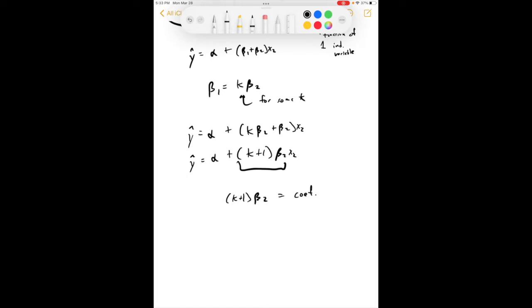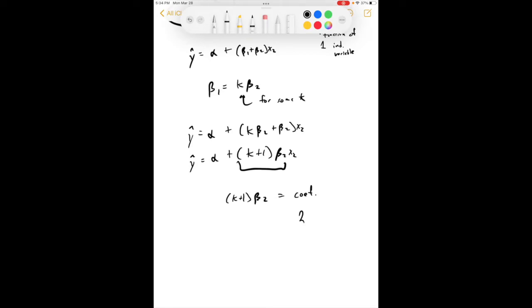That's our coefficient for x2. Now as long as that coefficient doesn't change, it doesn't really matter what beta 2 and k are. So for example, if our coefficient is 2, then k could be 0, and beta 2 could be 2, all right, and that would give us 2. Or k could be negative 3, and beta 2 could be negative 1. Or, let's see, beta 2 could be 1,000,000, and k could be whatever k scales to turn 1,000,000 into 2.